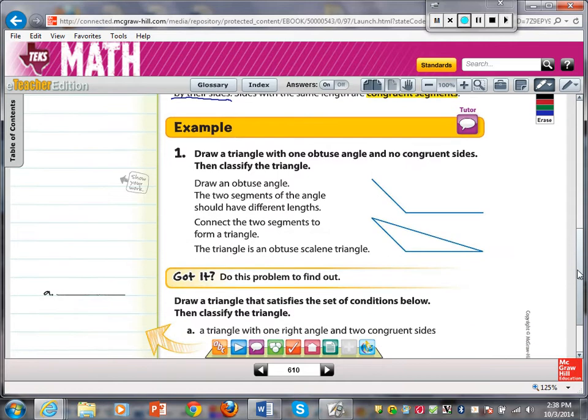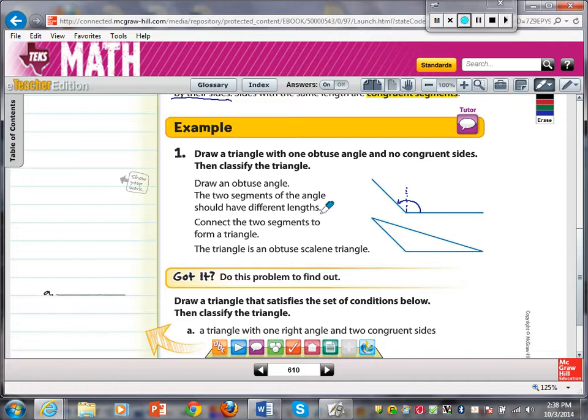Example number 1. Draw a triangle with one obtuse angle and no congruent sides. Then classify the triangle. Draw an obtuse triangle. So as you can see, they already drew it for us here. And you can obviously tell that this is bigger than 90 degrees. 90 degrees would be right here. But that's bigger than 90 degrees. So that is an obtuse angle.